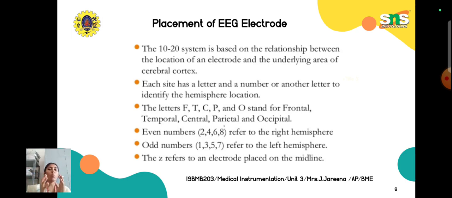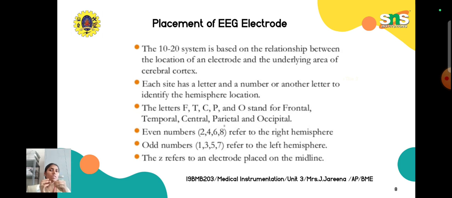One such standard for the placement of electrodes to record the electrical activity of the brain is the standard 10-20 electrode configuration. The reason for the name 10-20, I will come to later. The 10-20 system is based on the relationship between the locations of the electrodes we place on the head.